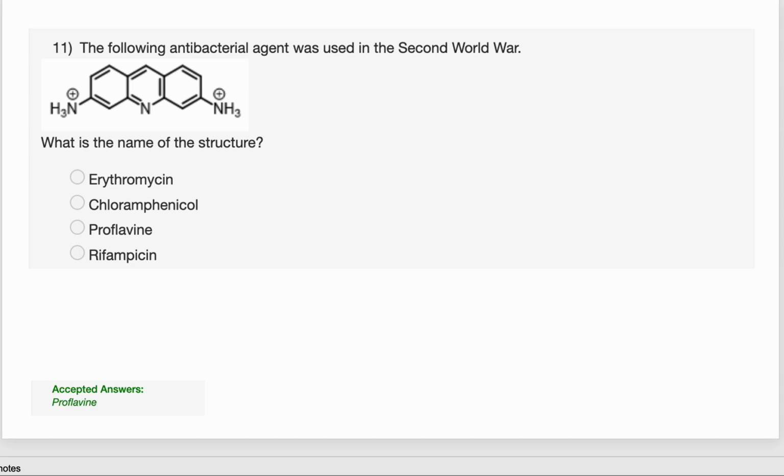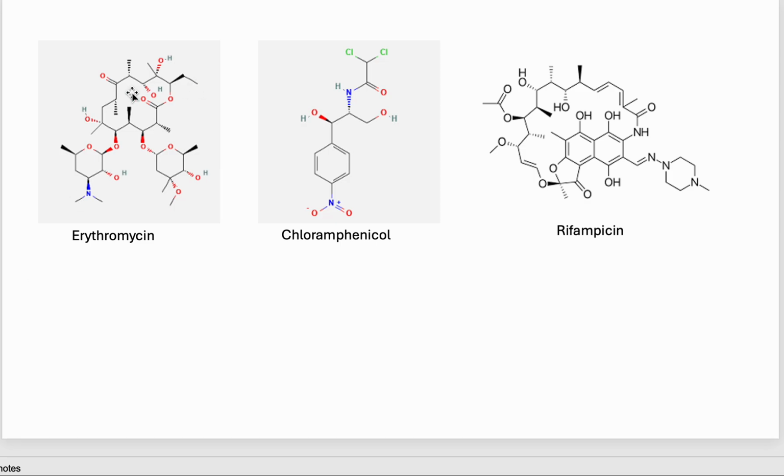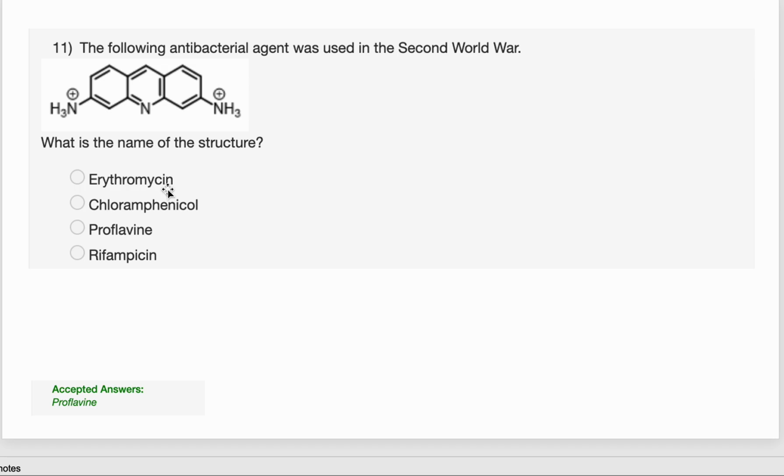So the following antibacterial agent was used in the Second World War. What is the name of the structure? So this is proflavin. Obviously, if you go through the lessons, you'll see sir has discussed this in detail and very thoroughly. The other structures are erythromycin, chloramphenicol, and rifampicin. All these three are very different. This structure is proflavin.